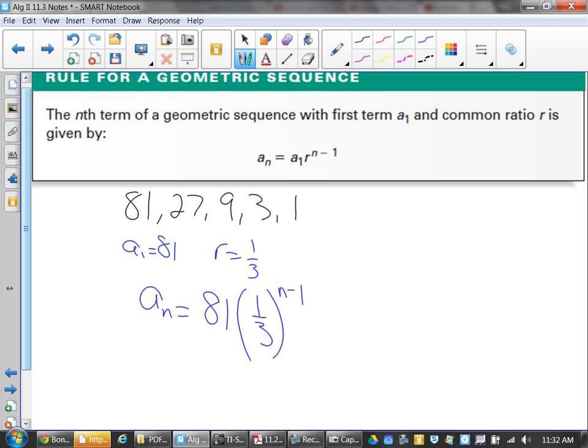All we have to be able to do here is figure out the common ratio and the first term. You do not simplify anything here. Okay? You just leave it just like that. All right?